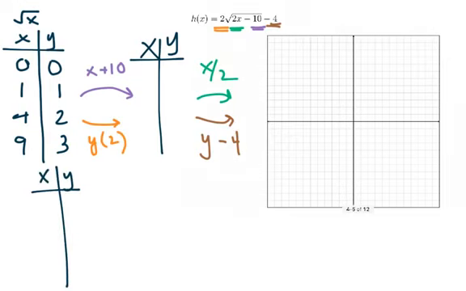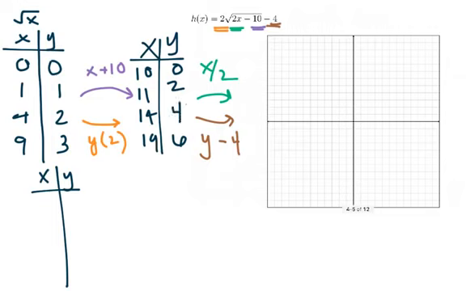Okay, so now it's just a matter of filling in my table. So remember, when I say that I'm adding 10 to my x's, that means I'm adding 10 to all my x coordinates. So 10, 11, 14, and 19. And then when I say that I am multiplying my y coordinates by 2, that means I'm taking these guys and multiplying them by 2. So 0, 2, 4, 6. Okay, so I applied my first set of transformations.